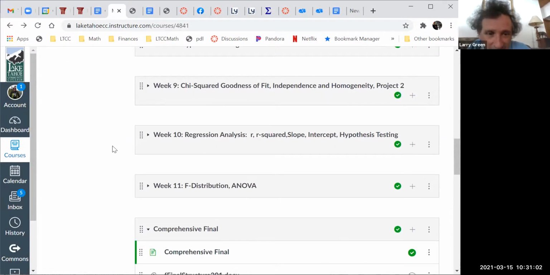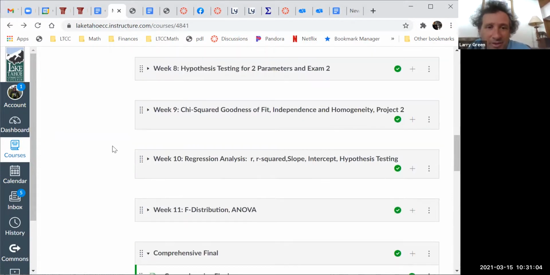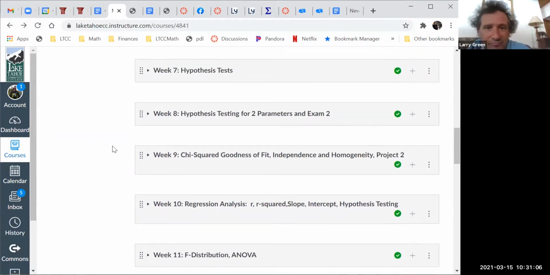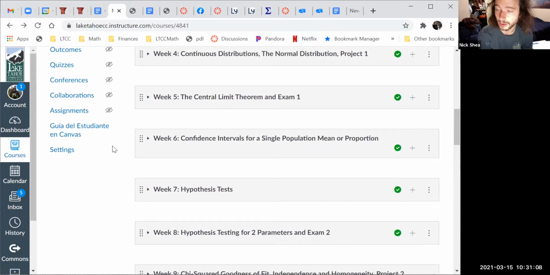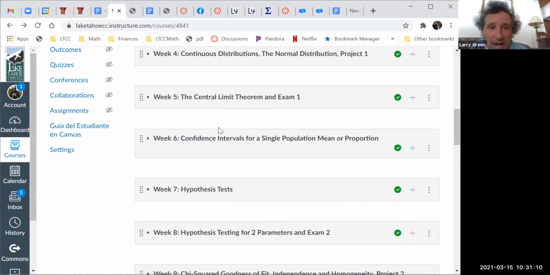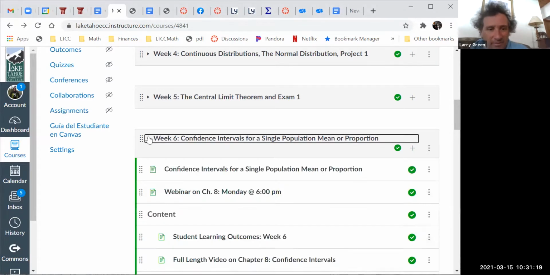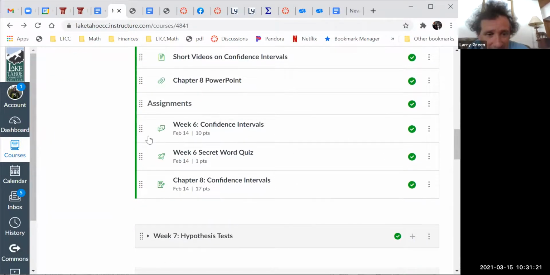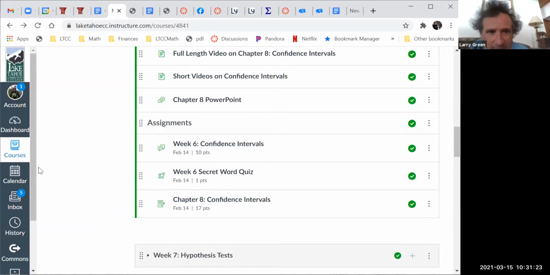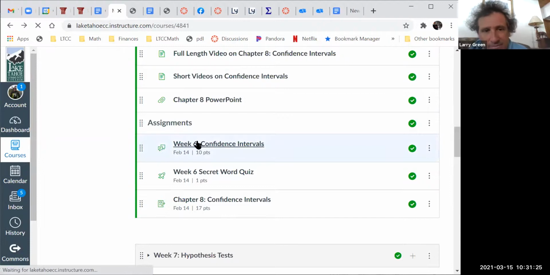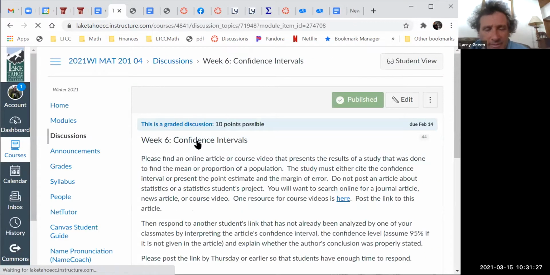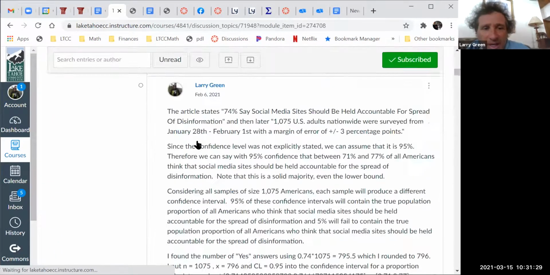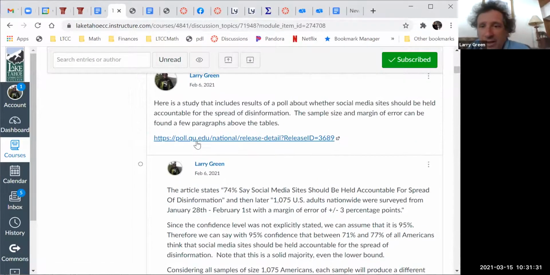So let me show you an example. Discussions. Yeah, you can go to discussion. Say you wanted to practice the confidence intervals. For the single mean, you can go back to the discussion, and you can redo it.